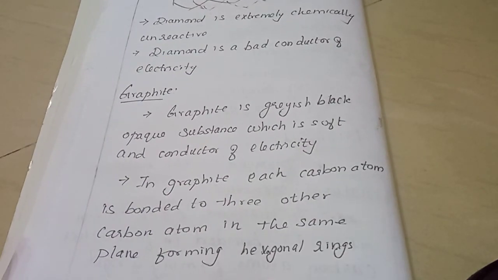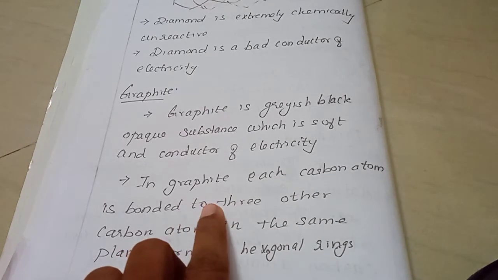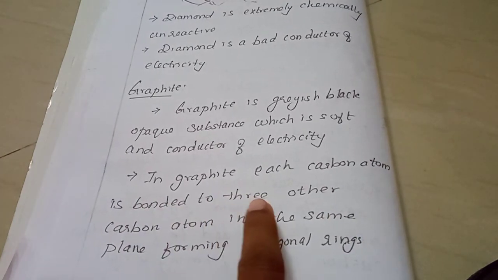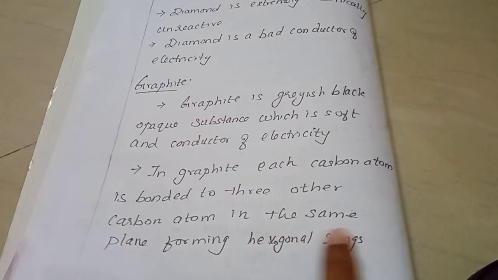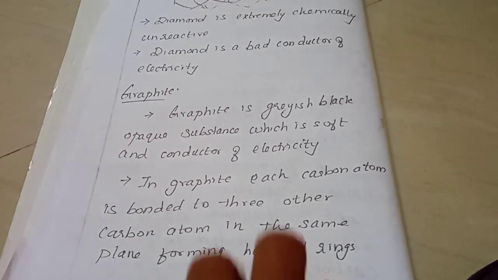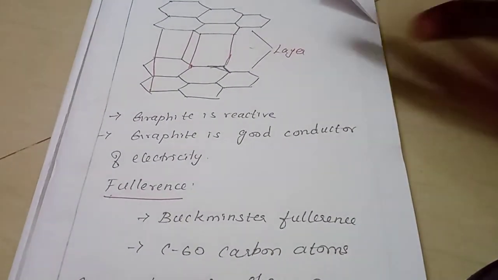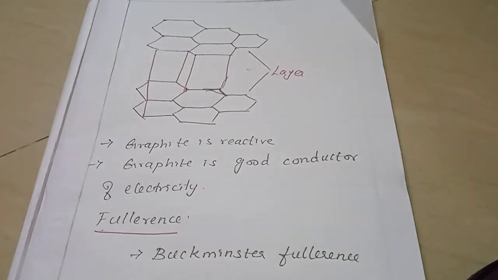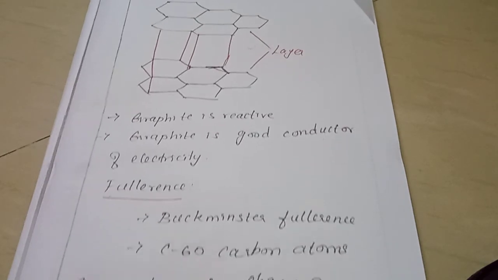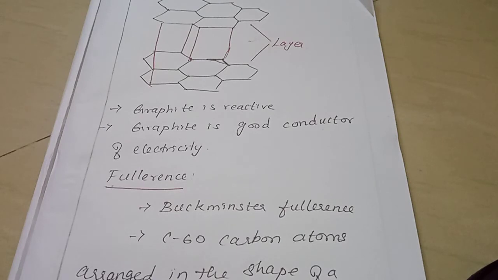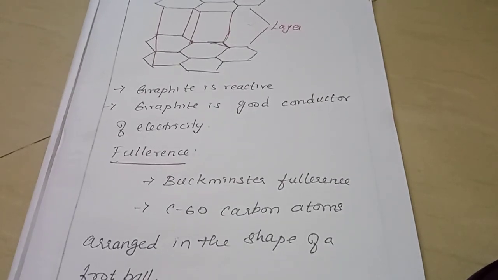Graphite is the only non-metal which is a good conductor of electricity. Why? In graphite, each carbon atom is bonded to 3 other carbon atoms in the same plane, forming a hexagonal ring. Because they are bonded to only 3 other carbon atoms, the fourth electron is left free. Hence it can conduct electricity. Graphite is reactive, but diamond is unreactive, and graphite is a good conductor of electricity.